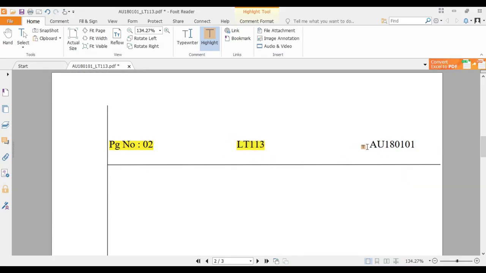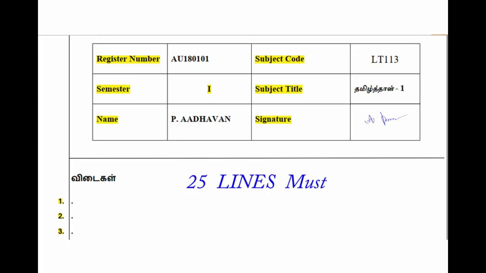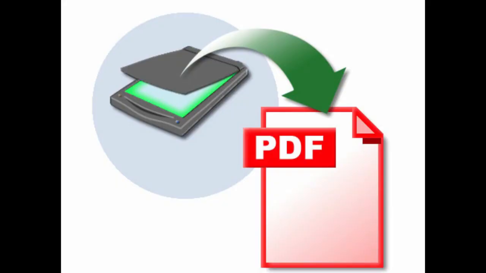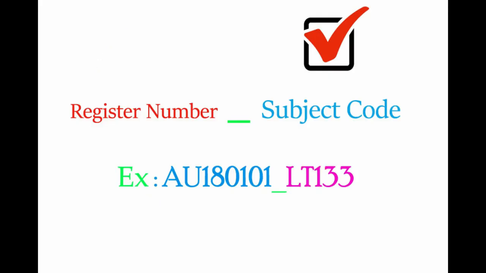In the subsequent pages, please write the page number, subject code and your register number. In each page, you should write a minimum of 25 lines. Write the question numbers outside the margin. After writing your exam, scan the answer script and convert it into a single PDF and enable the name option. Save the file in register number underscore subject code format.